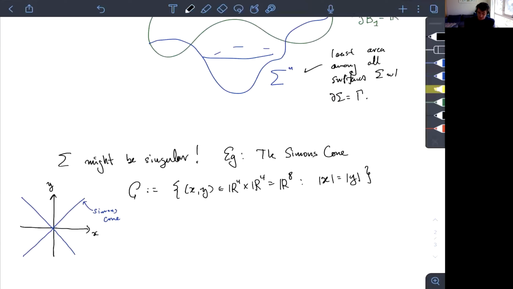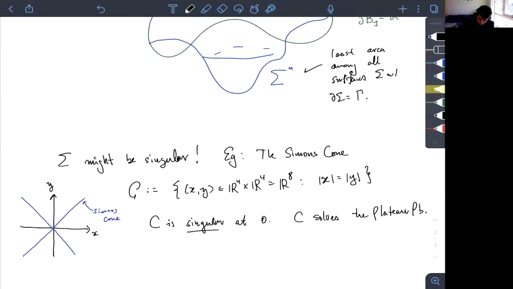This is all well and good, but in general, cones, except for R^{n-1}, which is a cone itself but in a trivial way, will be singular at the origin. So it's not a smooth submanifold there. But on the other hand, C solves the Plateau problem.